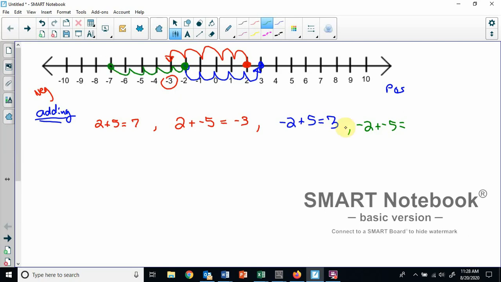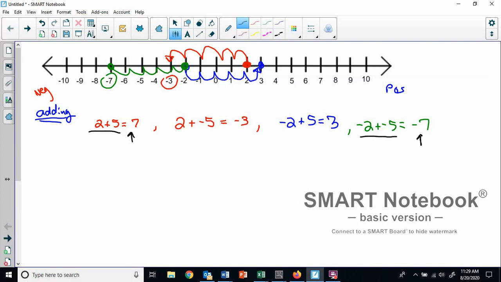We moved negative 5. So that will give us negative 7. Okay? So you can use a number line to reason through this. But if we wanted to talk rules, notice if they have the same signs, like 2 plus 5, we could just add and get 7.